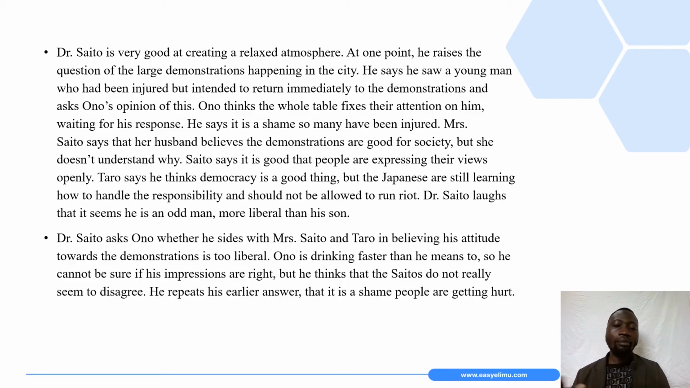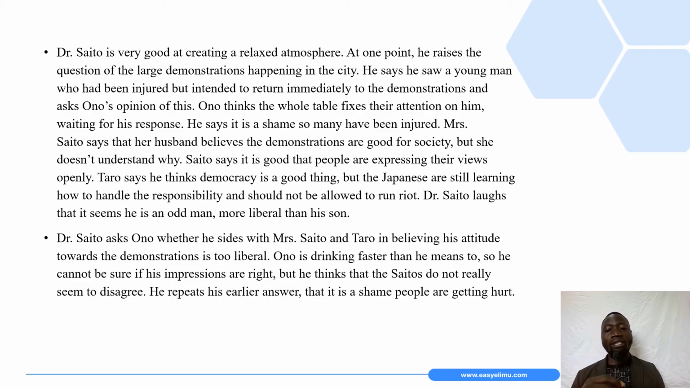So still on the same scene, Dr. Saito asks Ono whether he sides with Mrs. Saito and Taro in believing his attitude towards demonstrations is too liberal. So Ono is drinking faster than he means to, so he cannot be sure if his impressions are right, but he thinks that the Saitos do not really seem to disagree.